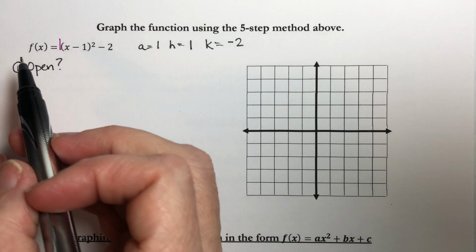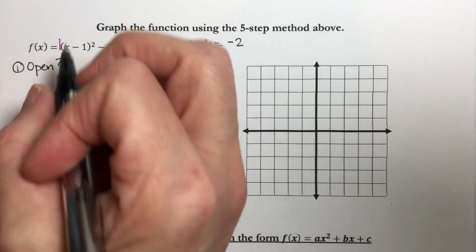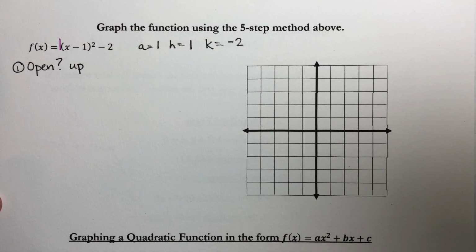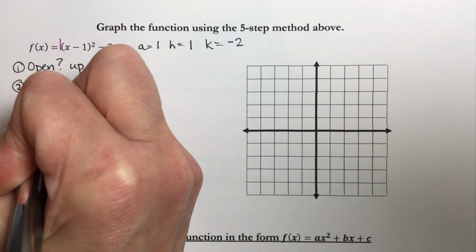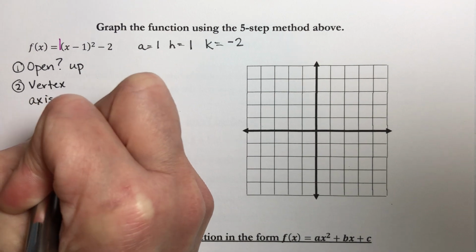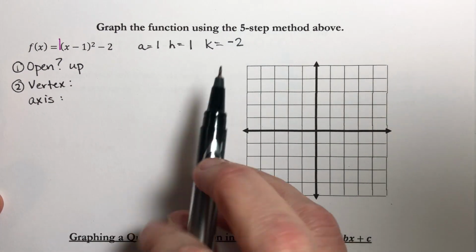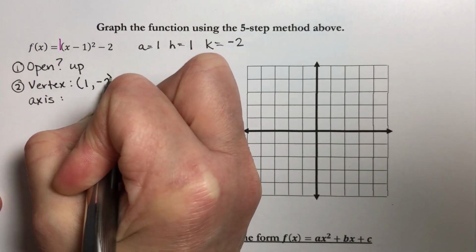Okay, so how does this open? Well, our a value is a positive number, so this one opens up. Okay, step 2 is to find the vertex, and then the axis of symmetry. Well, our vertex is (h, k), so this is (1, -2).